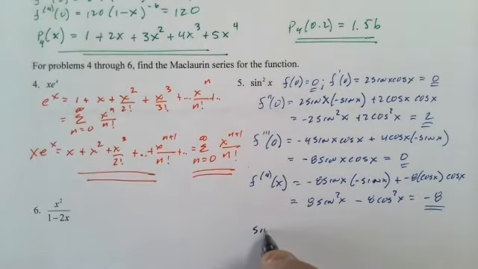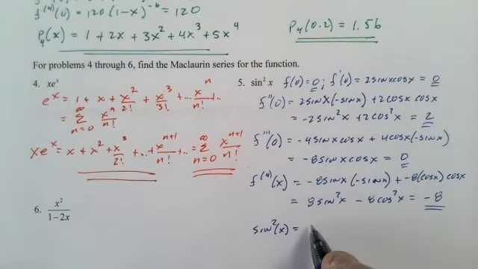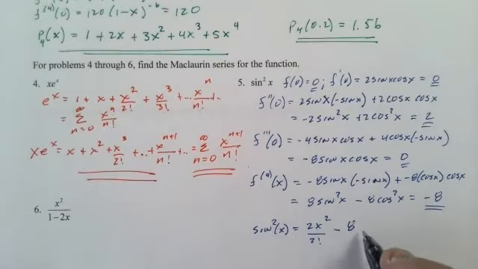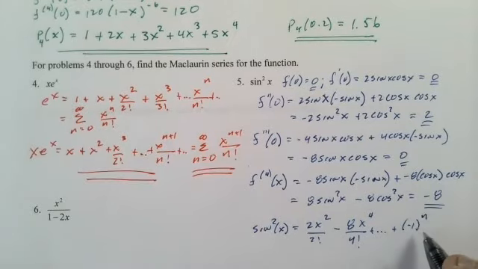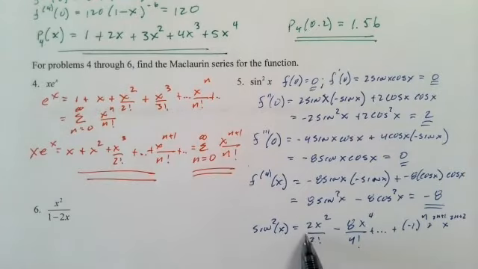So sine squared x: 2x squared over 2 factorial, minus 8x to the fourth over 4 factorial, because of the 0, 0, 0. That's a lot of work. Plus dot, dot, dot, negative 1 to the n, 2 to the 2n plus 1, x to the 2n plus 2, over 2n plus 2 factorial. Zeroth term, 1, 2, 2, all right, 2 to the first.